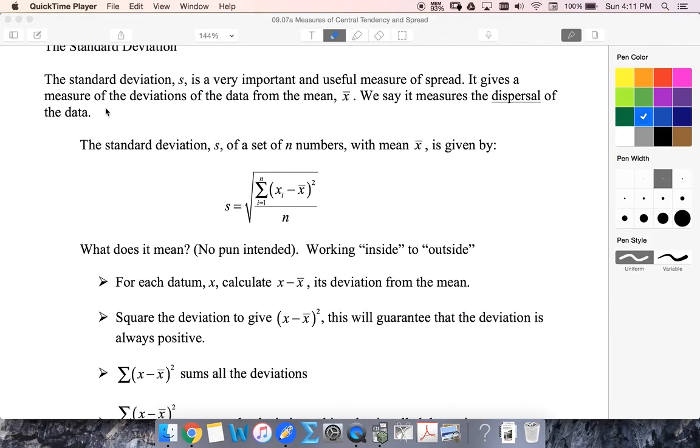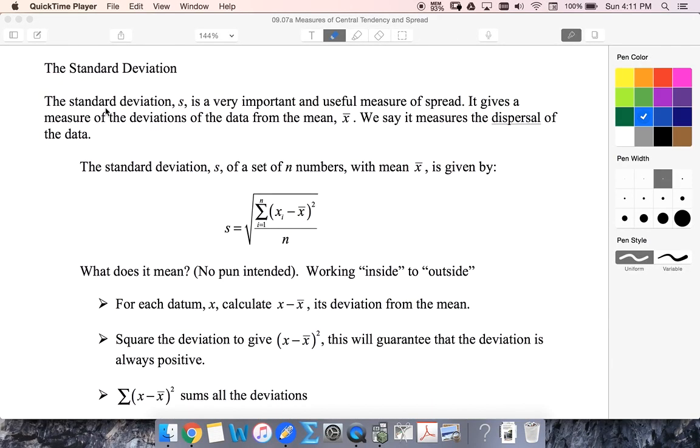Hi there. So in this video, we're talking about standard deviation. Standard deviation tells us about how far data is spread from the middle. So it's still a measure of central tendency.